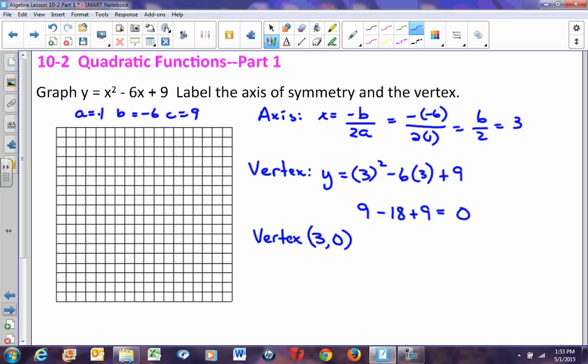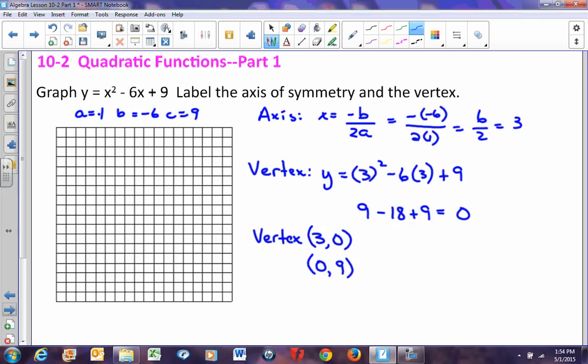Now I need some more points. So I can choose the y-intercept. That would work. Okay. So when x is 0, if I plug in a 0 for x, I get 0 minus 0 plus 9, so I get 0, 9 as another point. Okay. That's probably enough points to draw a fairly decent parabola here.